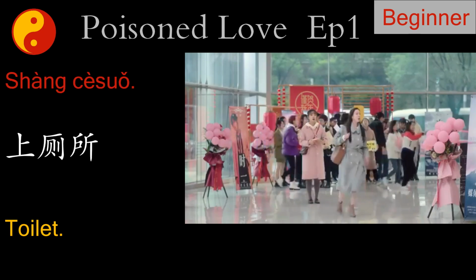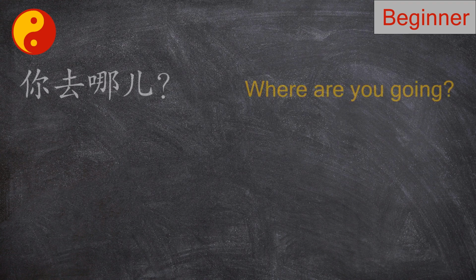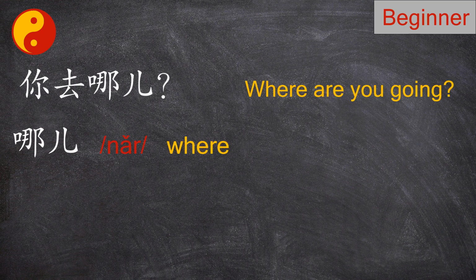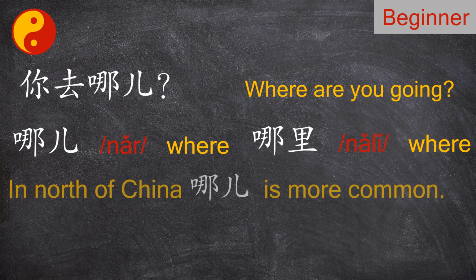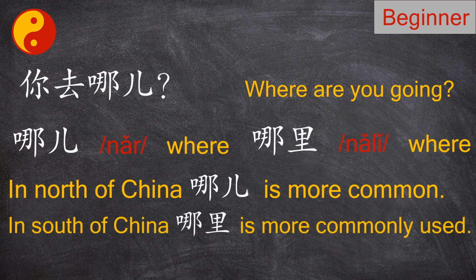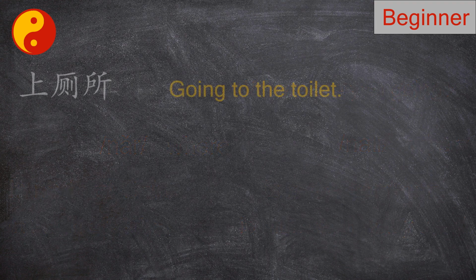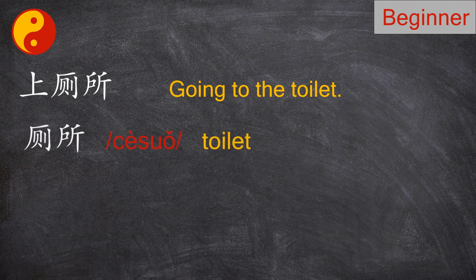你去哪儿啊？上厕所。你去哪儿? Where are you going? 哪儿 means where. 哪里 also means where. So what's the difference? In north of China, 哪儿 is more common. But in south of China, 哪里 is more commonly used. 上厕所 going to the toilet. 厕所 means toilet. What does 上 mean in this context?